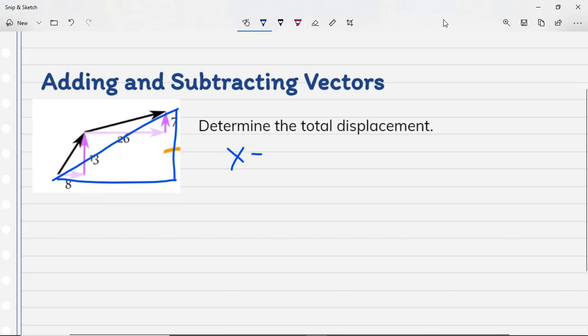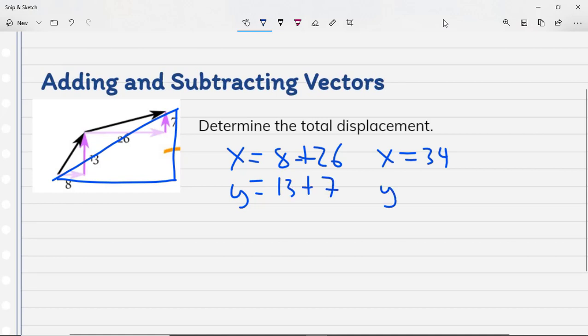So the displacement of the x-axis, remember the x-axis runs from left to right, we have 8 and 26. So that gives us a total on the x-axis of 34. On our y-axis, we have a displacement of 13 and 7. When we add those up, we get a total displacement of 20. Now I can think of this as one individual triangle. I have 34 here and 20 here. So now I can solve for this using Pythagorean Theorem, right?